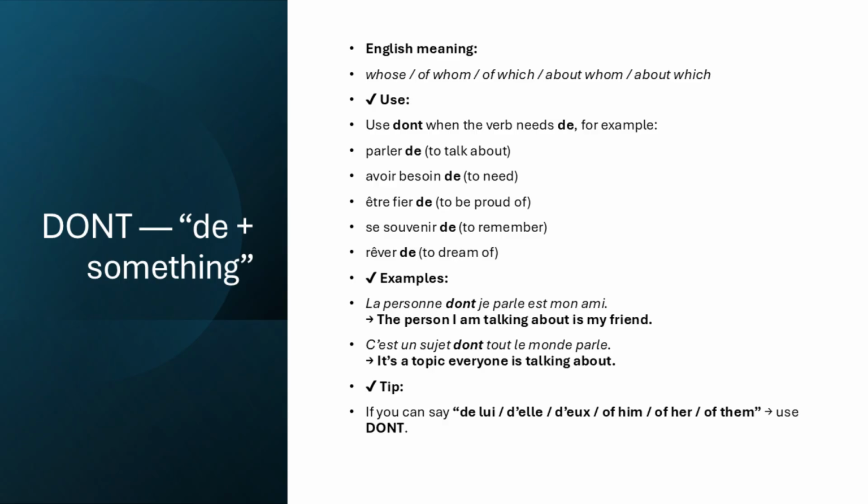Par exemple, la personne dont je parle est mon ami. The person I'm talking about is my friend. Instead of parle de, we use the word dont. C'est un sujet dont tout le monde parle. It's a topic everyone is talking about. So where we want to use de lui, d'elle, of him, of her, of them, we use the word dont.